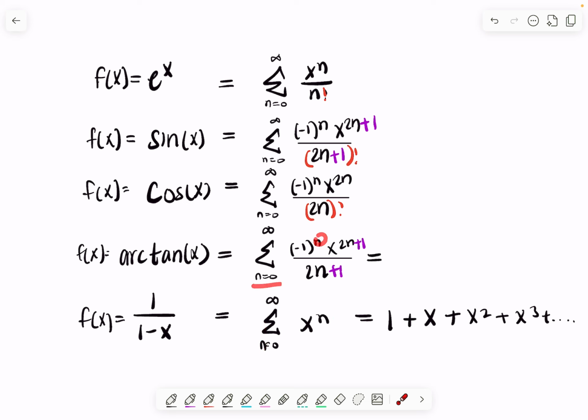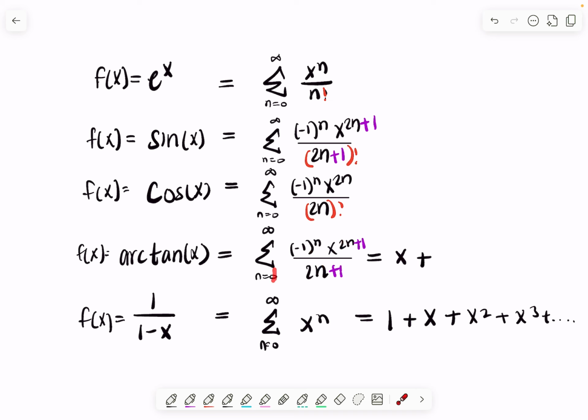Here we start at 0. Anything to the 0 power is just 1. Here is 0, and 2 times 0 is just 0. We're just left with 1. X to the first is just x. And then here we have 2 times 0, which is 0. We're left with 1. So 1 times x over 1, that's just x.